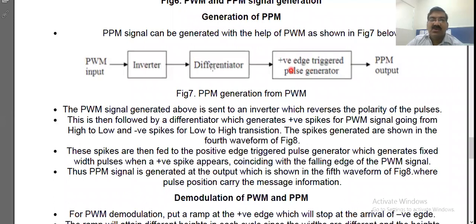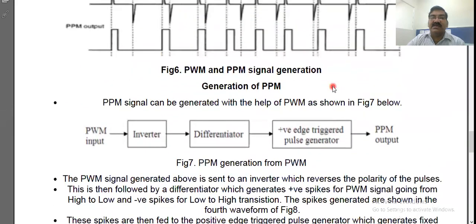Okay, so this is what we are doing here. The pulse width modulation input is given to the inverter and then the differentiator. After the differentiator, the positive edge trigger pulse is generated and sensed, and then the pulse position modulation is done. So how is it done? How the pulse position modulation is done, we will discuss here.